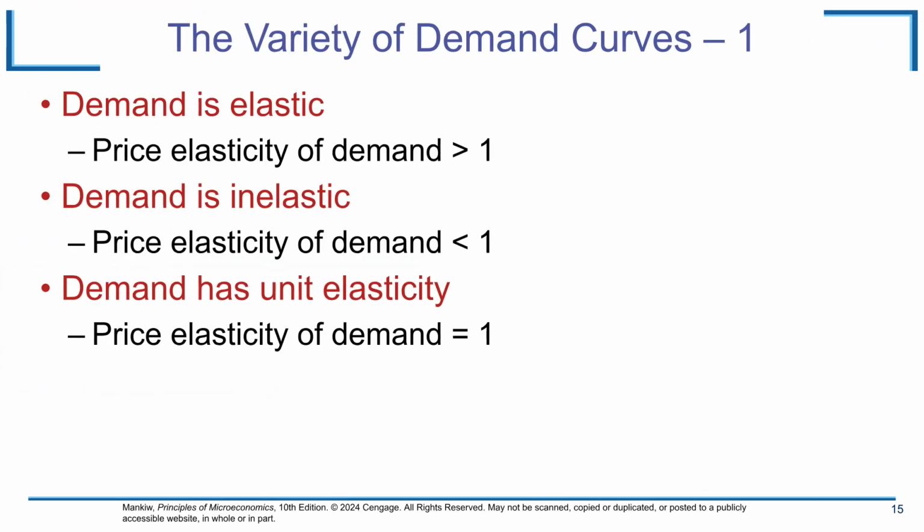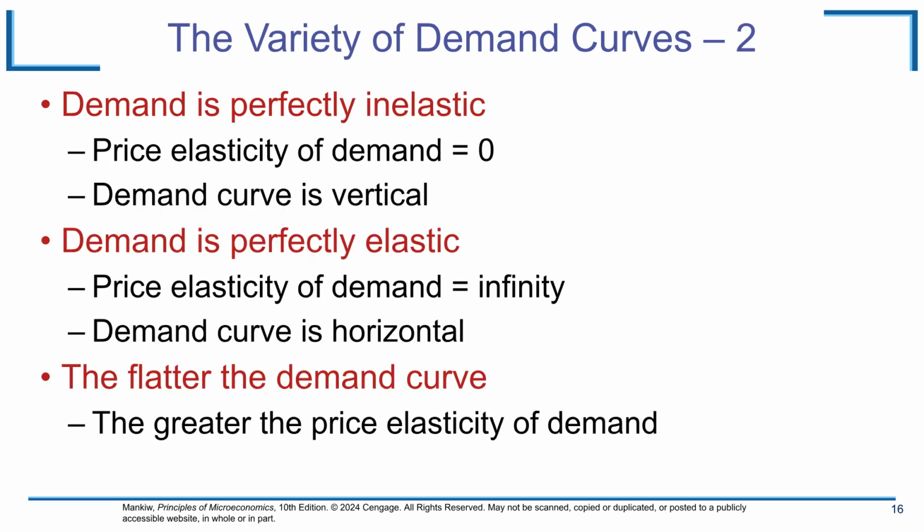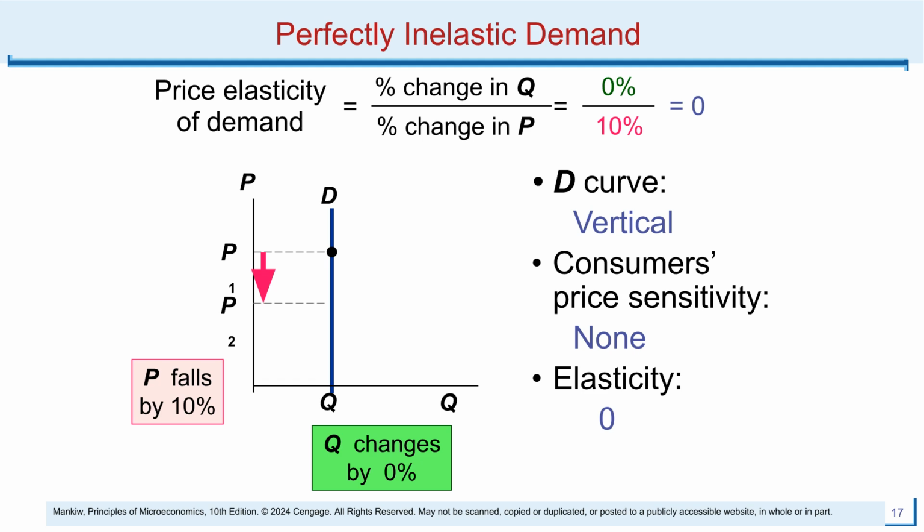To wrap up this segment, remember that demand is classified as elastic if elasticity is greater than 1, inelastic if less than 1, and unit elastic if equal to 1. Moving on to the variety of demand curves, we define demand as perfectly inelastic when the elasticity is 0, resulting in a vertical demand curve. Conversely, it is perfectly elastic when elasticity is infinite, appearing as a horizontal curve. In the case of perfectly inelastic demand, consumers show no price sensitivity at all. Quantity remains unchanged regardless of price fluctuations, as seen with goods like life-saving medicine.